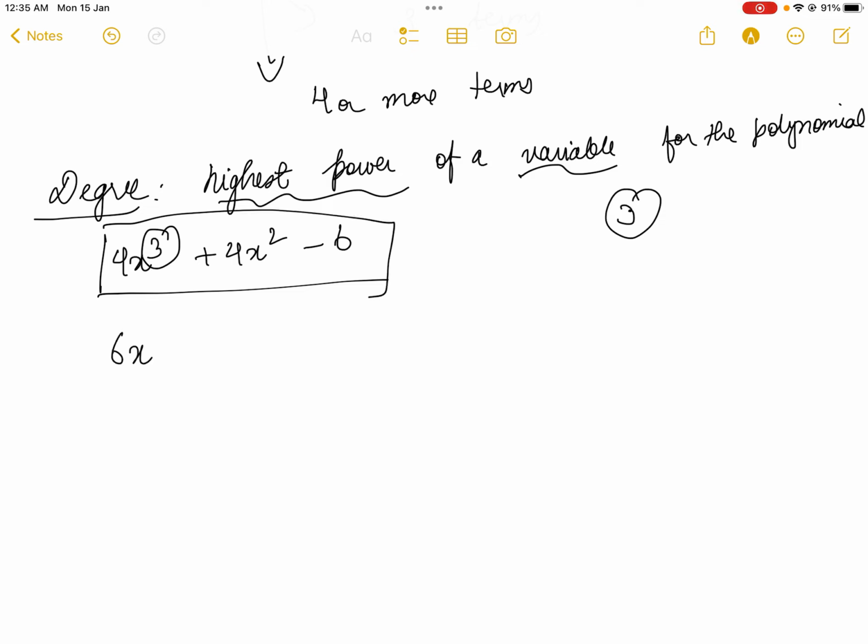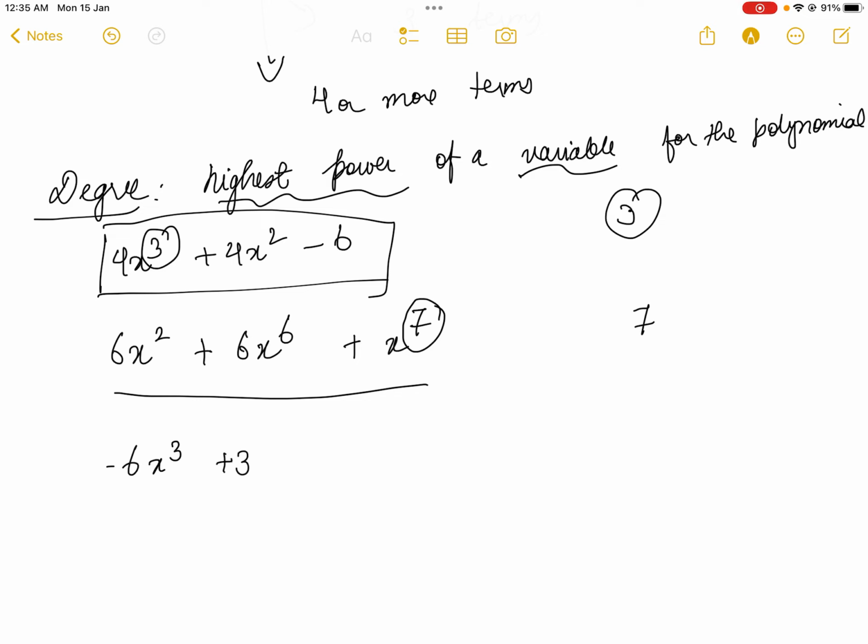Suppose it is 6x squared plus 6x to the power 6 plus x to the power 7. Okay, if I ask you what is the degree of this given polynomial, then the degree of this polynomial is going to be 7. It does not matter how it is arranged, you just have to focus on the highest degree, all right, the highest power, clear, which is 7. All right, similarly, if you have something like minus 6x cubed plus 3, I ask you what is the degree of this given polynomial, you should not get confused with this minus.